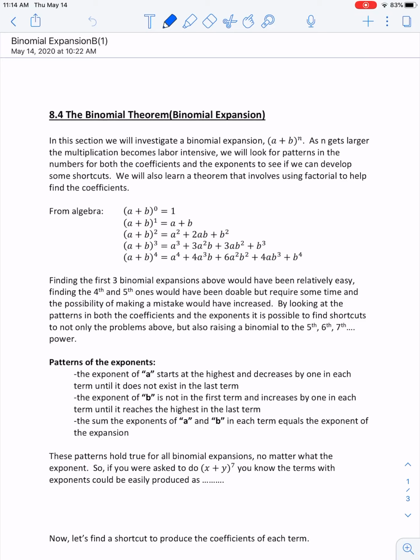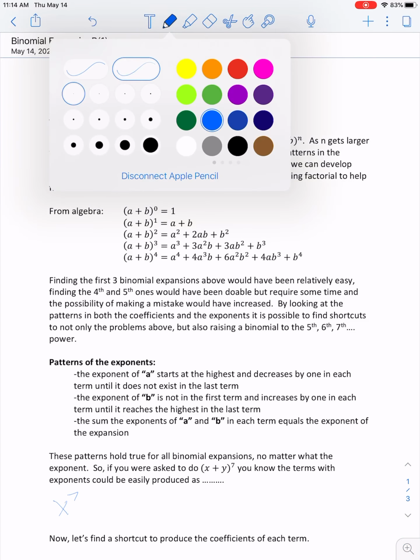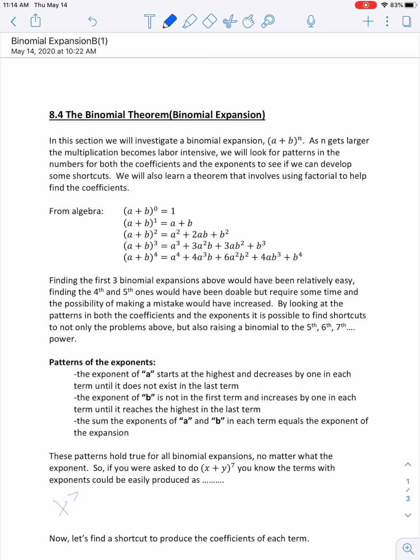So if these patterns hold true, and we neglect the coefficients, we could predict what the variables would be and what their exponents would be, even for something as high as x plus y to the 7th. So follow along if you can. The first term is going to be x to the 7th. The second term is going to have a coefficient in it, but you can see that it's going to be x to the 6th.